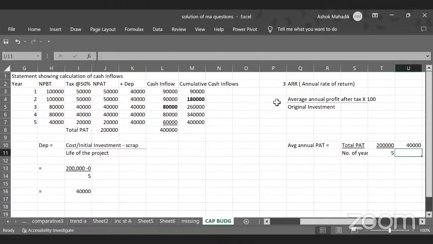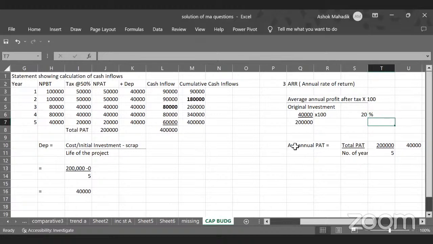Okay, so now we got average annual PAT, which is 40,000, upon original investment, which is how much? 2 lakh rupees, into 100. Please solve this, you will get the answer. So 40,000 upon 2 lakhs into 100 is 20%. Okay. Clear?